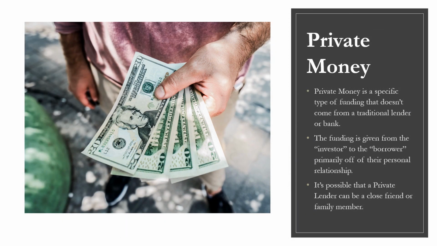Next up is private money. Private money is a specific type of funding that doesn't come from a traditional lender or a bank. The funds are given from the investor to the borrower, primarily off of their own personal relationships. It is very possible that your private money lender can be a close friend or even a family member.